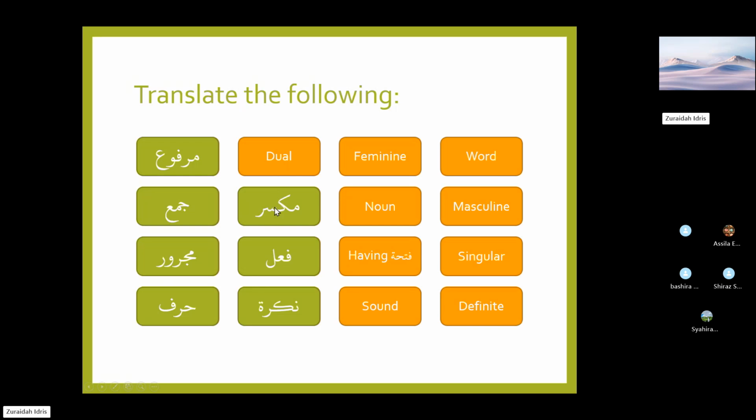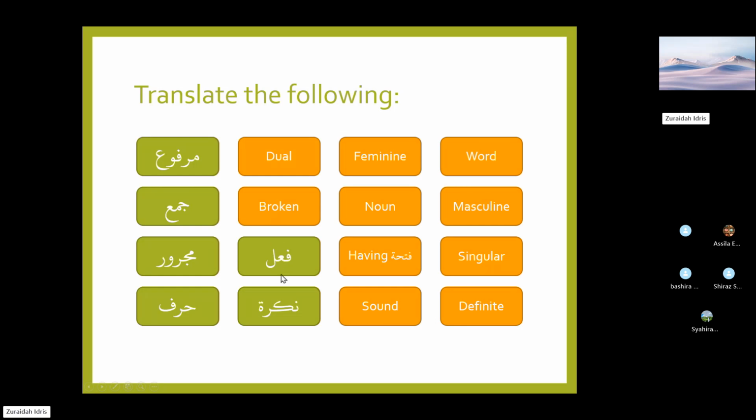Mukassar. Sister Shahida, is it your turn again? Do you know this? Mukassar. This is the opposite of sound. No sound. That's a good one. Actually, it means broken. All right, broken. Alhamdulillah.